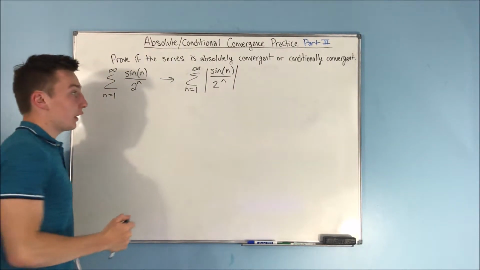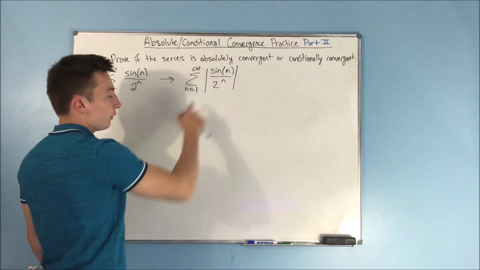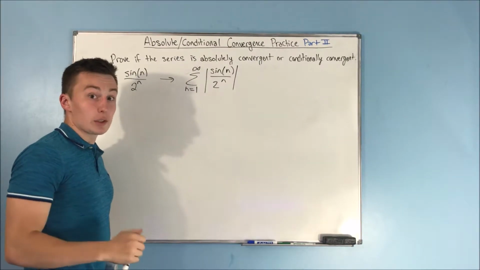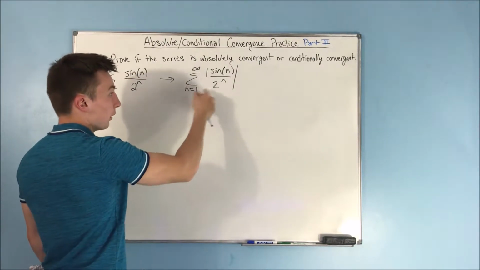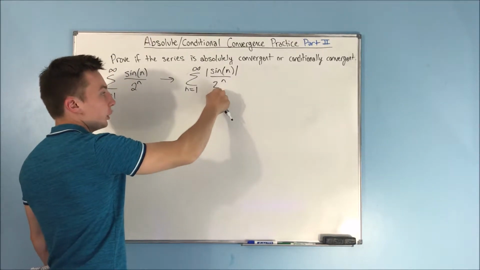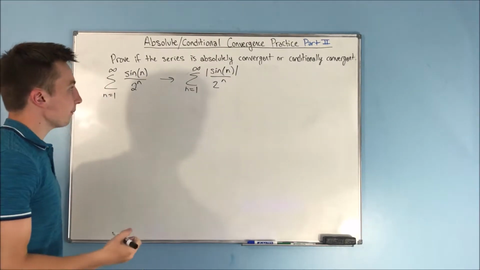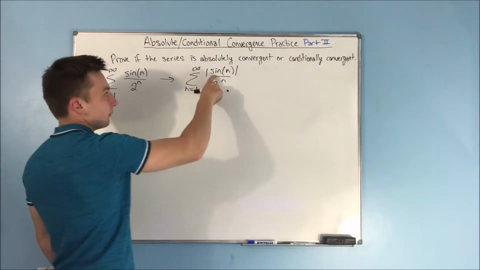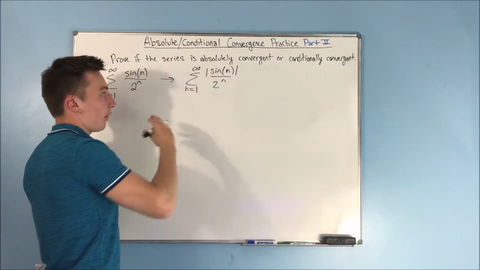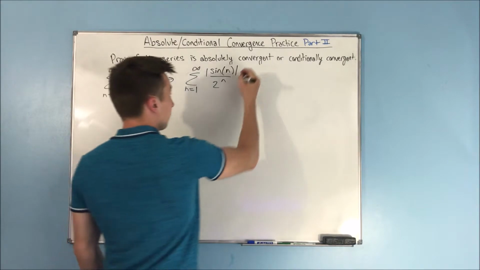Now this absolute value only really applies to that sine of n, because 2 to the n power is always going to be positive. We're only plugging in a positive n, but that doesn't really matter, because 2 to any exponent is going to be a positive number. Now, since it's the absolute value of sine of n, that's going to range from 0 to 1.